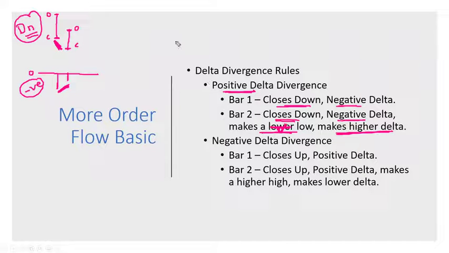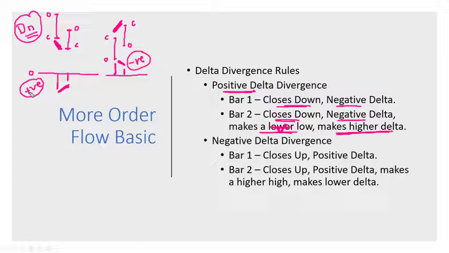Same with negative delta divergence. A bar opens here and closes higher. So this is open, this is close. And delta is nice and positive. Then the next bar again opens lower, closes higher, makes a higher high. But delta makes a lower high, but it still has to be positive. Now you can say that this is a negative delta divergence.